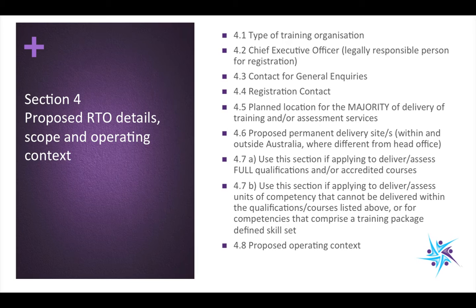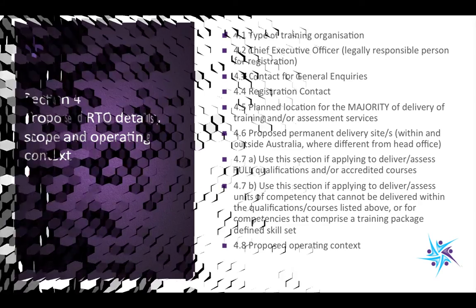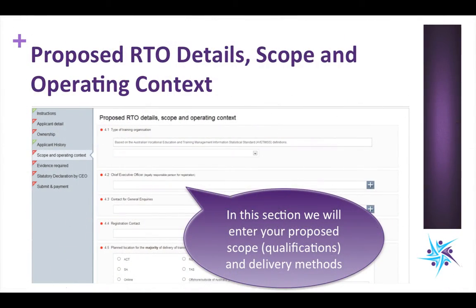Section 4 is looking at your proposed RTO details and your scope of operations. So what qualifications you want to place on your scope, who are you going to be your contact people, where you're going to deliver, so where your sites are going to be, and if you have any license requirements. This is the form that we're going to be completing online with all your RTO details.